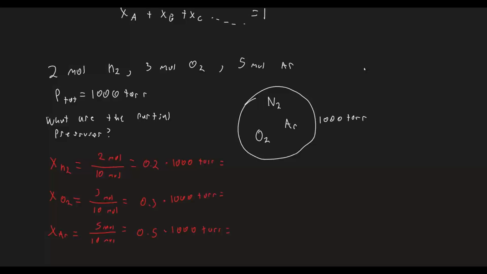And we will get the following values of 500 torr, 300 torr, and 200 torr. And as you see, if we add these up, 500 plus 300 plus 200, we get back to 1,000 torr. So all of our math works out, and we figured out the partial pressures that each of these gases are exerting inside this container.